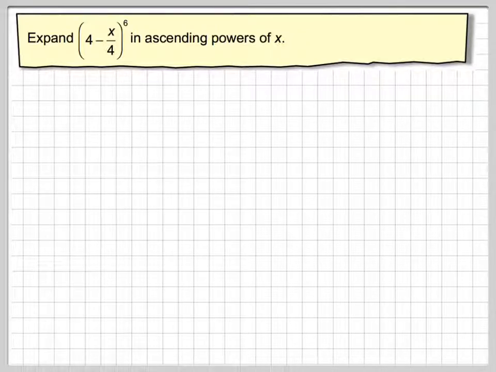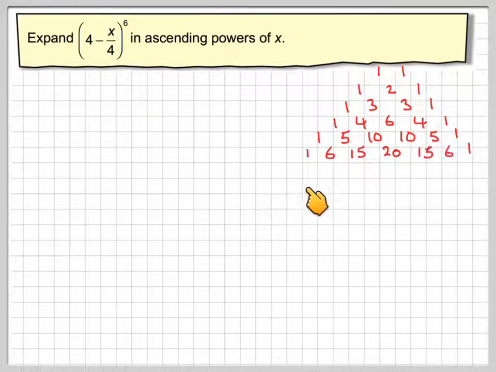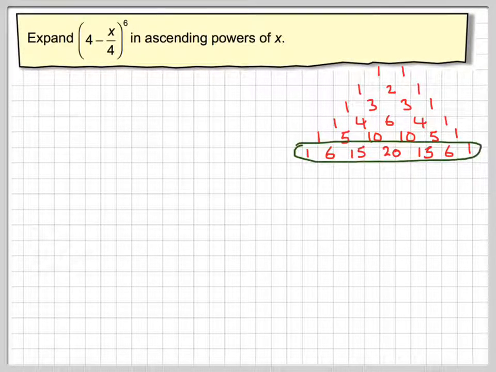Right, the first step is to write out Pascal's triangle. We're going to need at least up to 6, so we need this line here: 1, 6, 15, 20, 15, 6, 1. Remember, you get each term by doing 1 plus 1 is 2, 1 plus 2 is 3. For example, this 20 comes from doing 10 plus 10, which is 20. Right, so we're using that row.